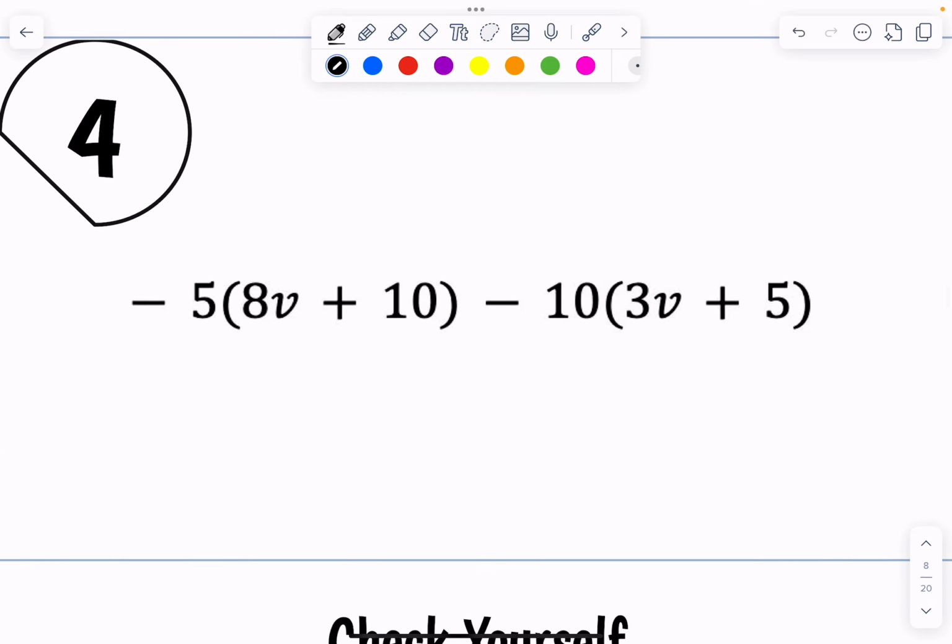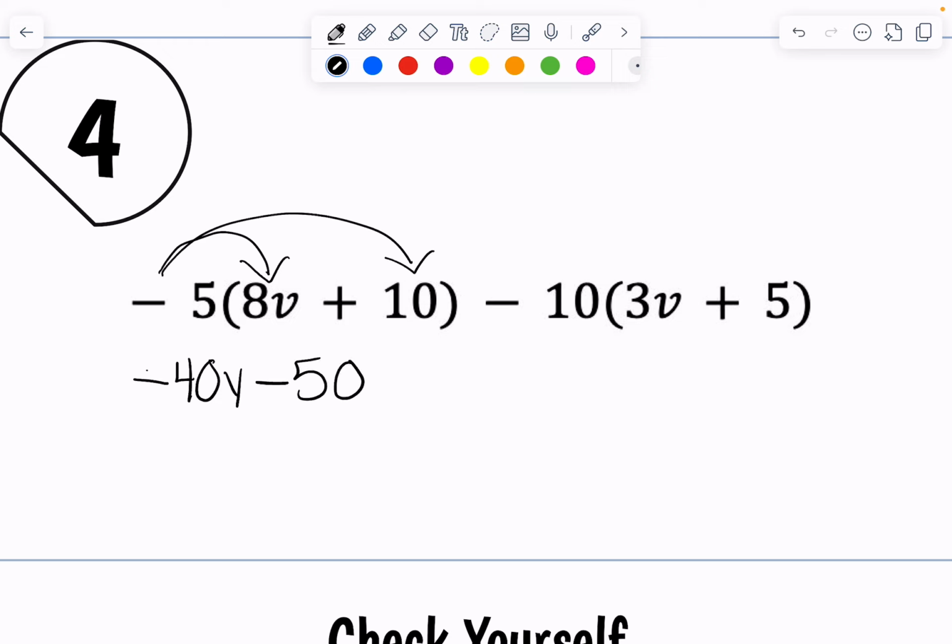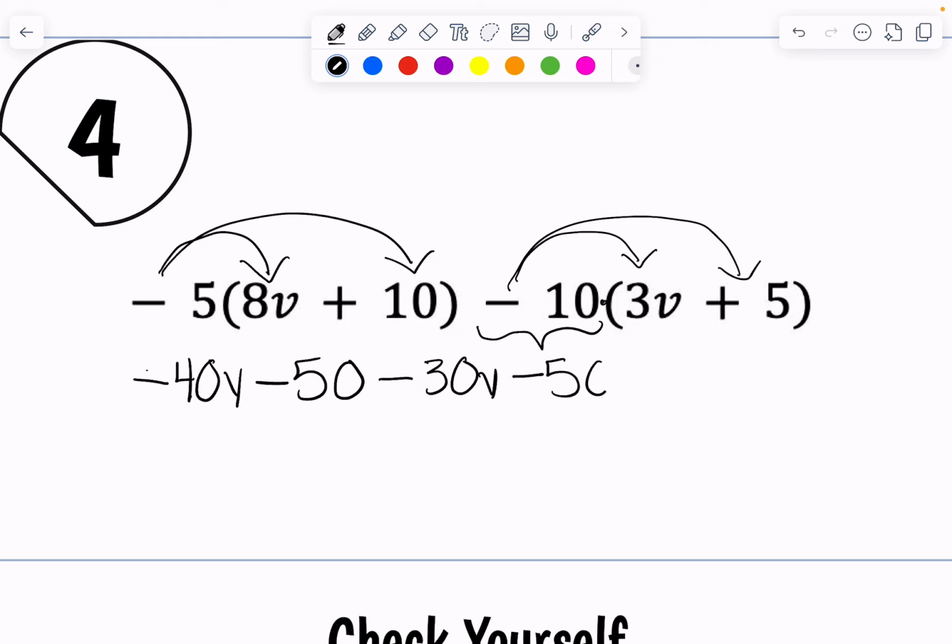On this one, same idea. We're going to be distributing. We have some negatives to pay attention to. So I have -5 times 8b would be -40b. -5 times positive 10 is -50. Over here, I'm distributing a -10, so I want to make sure I pay attention to that. Because this is -10 times the quantity 3b plus 5. I'm distributing a -10. So -10 times 3b is -30b. -10 times positive 5 is -50.